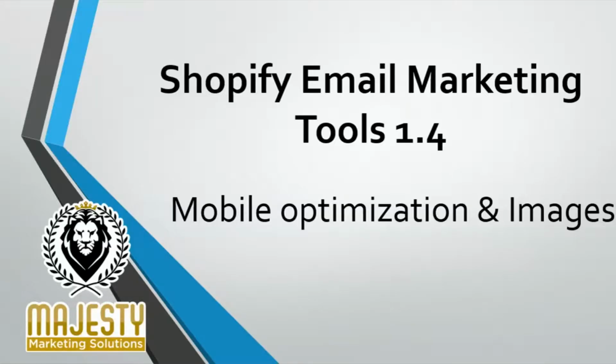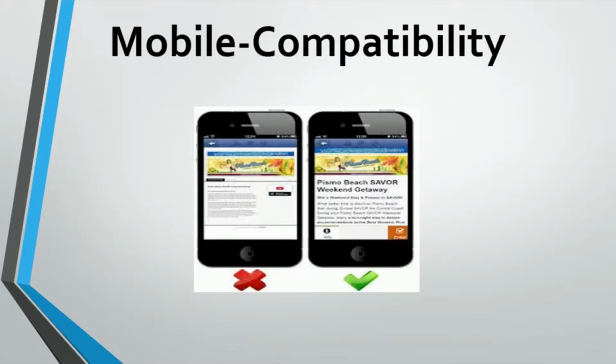Okay, so let's get right into it, guys. So this is Shopify Email Marketing Tools 1.4. Today we are going to be discussing mobile optimization and images. So mobile compatibility or mobile optimization is essentially the same thing, but what we're really talking about or reinforcing is the whole switch that happened around 2015, where you needed your website to be mobile friendly because mobile searching was beginning to dominate desktop searching.